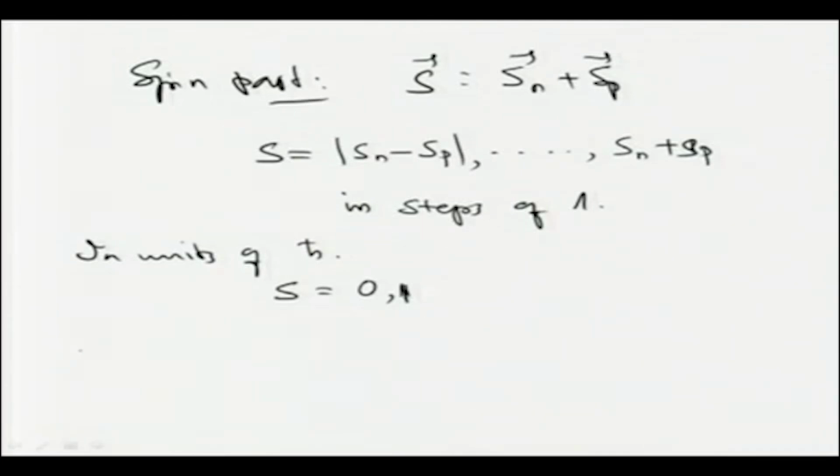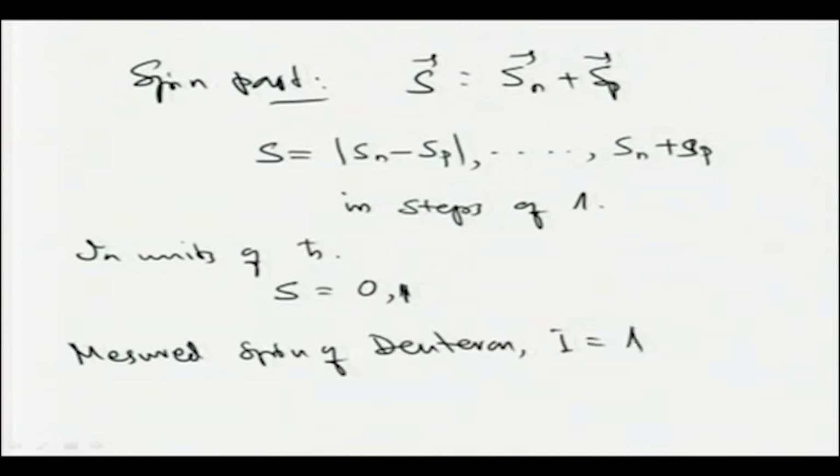Then you can ask the question, what is the measured spin of the deuteron, the value of it, and the answer is 1. It is experimentally found that it is equal to 1.